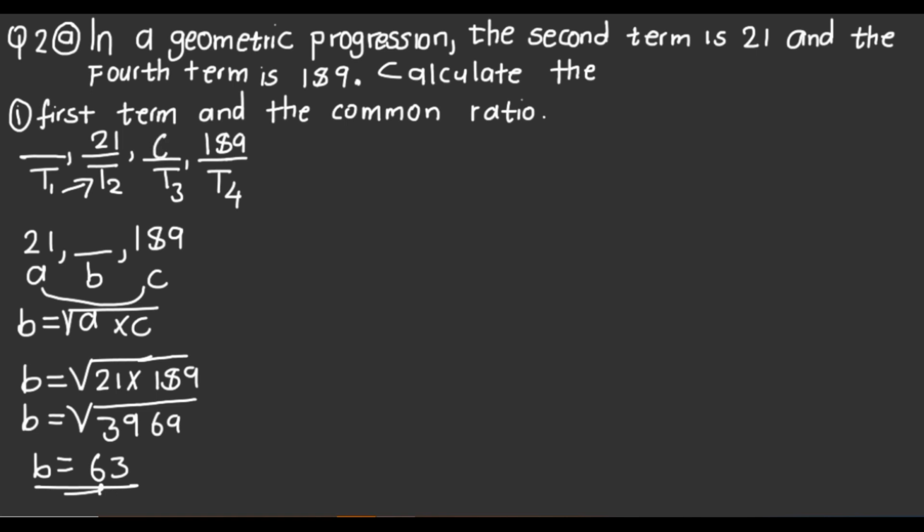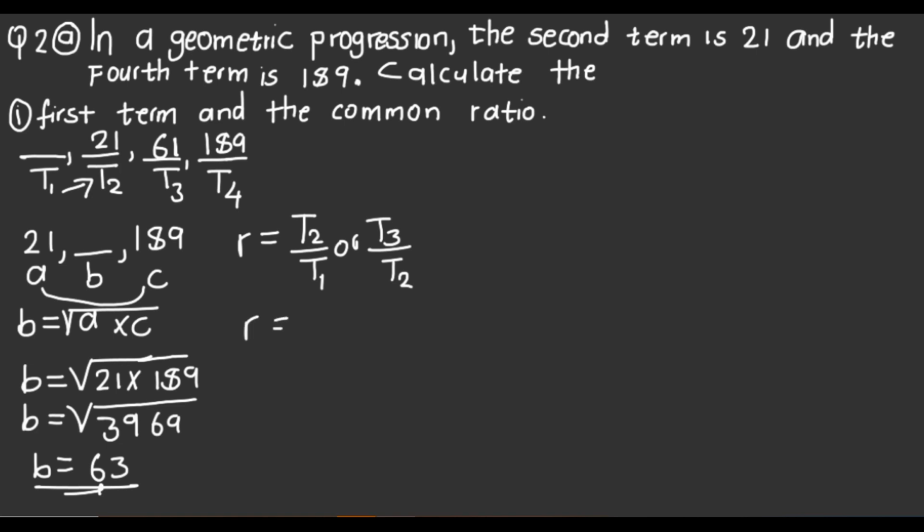So this is the number on this position. Now, if we are able to have 3 consecutive terms, we can find the common ratio. Now, how can we find the common ratio? Common ratio is given by second term divided by first term, or third term divided by second term, or fourth term divided by third term.